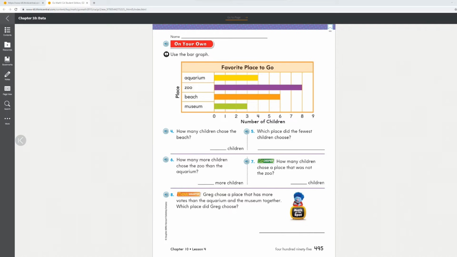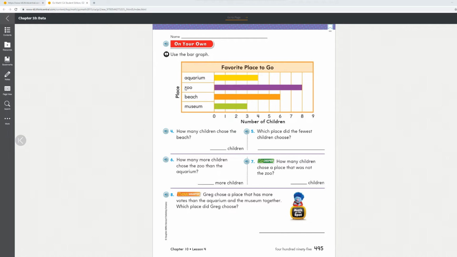Students, we are now on page 495. On your own, use the bar graph. So here we have a bar graph that is a survey with some data, some information or data, with some categories as well. So the first thing, what is this about? Let's look at the title. Favorite place to go.